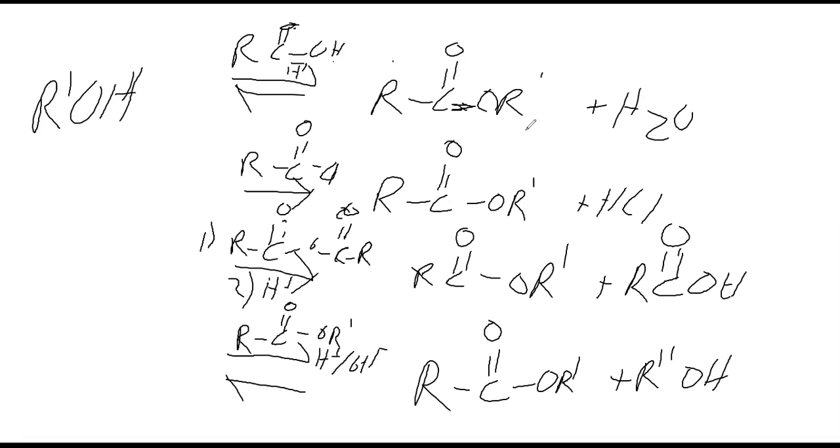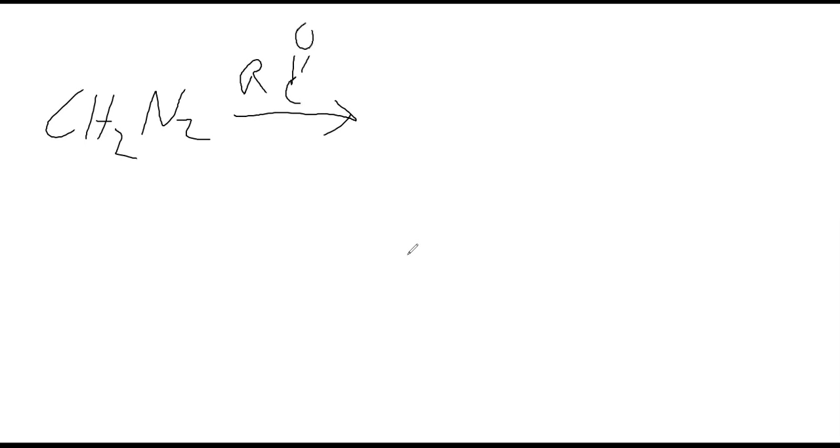There's one other way we can make an ester, and that's with diazomethane. So we could do this with CH2N2 and mix that with a carboxylic acid. Once again, this is good because it forces this to completion as we lose nitrogen.